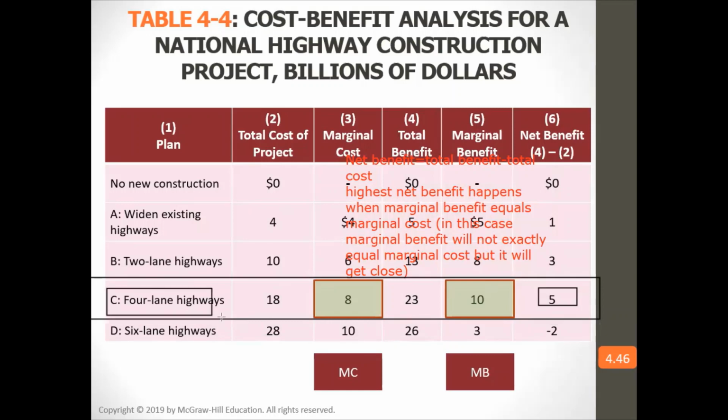So four-lane highways are most efficient in this case because we get the highest net benefit from four-lane highways, and marginal cost and marginal benefit are almost equal. So that's why we have four-lane highways for the most part. We have four-lane highways because of this.